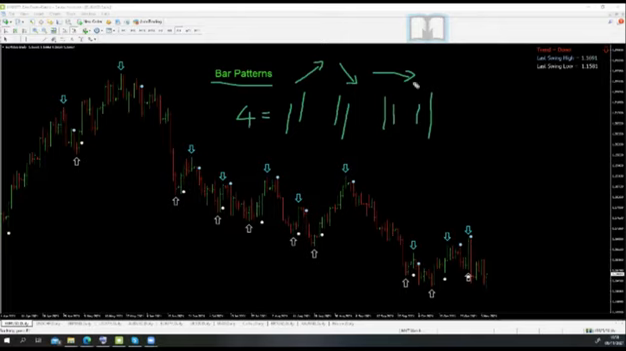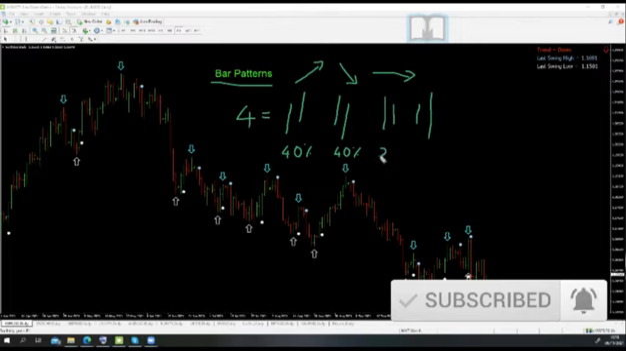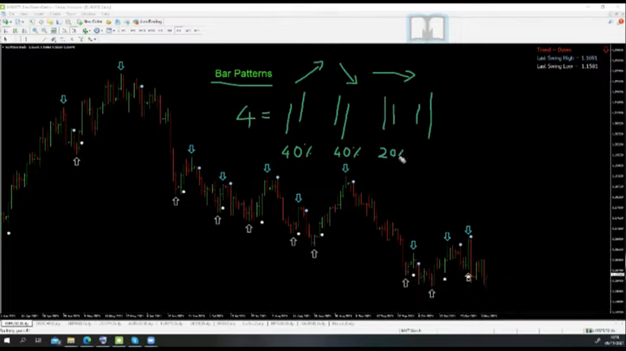From the research that's been conducted, we've also discovered the probabilities of the bars forming. This pattern here with a higher high and a higher low appears approximately 40% of the time. This one here, which is a lower high and a lower low, also appears approximately 40% of the time. The inside bar and the outside bar are equal in that they each appear approximately 20% of the time. So these are the 4 bar patterns that you will see forming on your charts at any time.